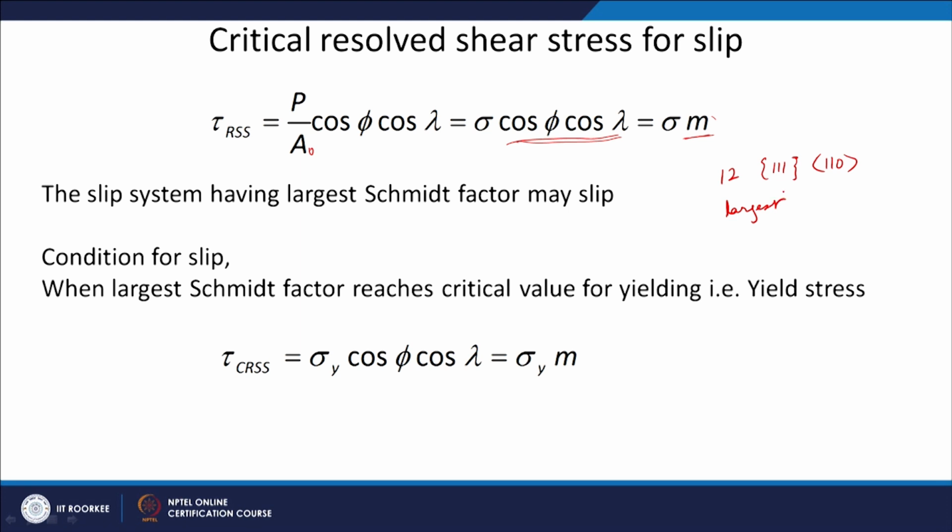So, when the largest Schmidt factor reaches the critical value for yielding, that is the yield stress, then this tau RSS becomes tau CRSS, the critical resolved shear stress, when I am replacing sigma by sigma y now, and cos phi cos lambda, the m, is the maximum for whichever system. If this factor reaches the critical resolved shear stress, then the slip is going to take place. So, now you can understand that idea of 45 degree to the principal plane.